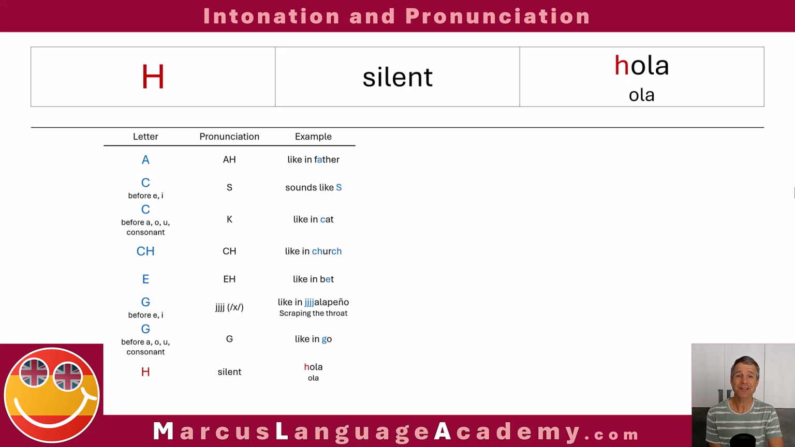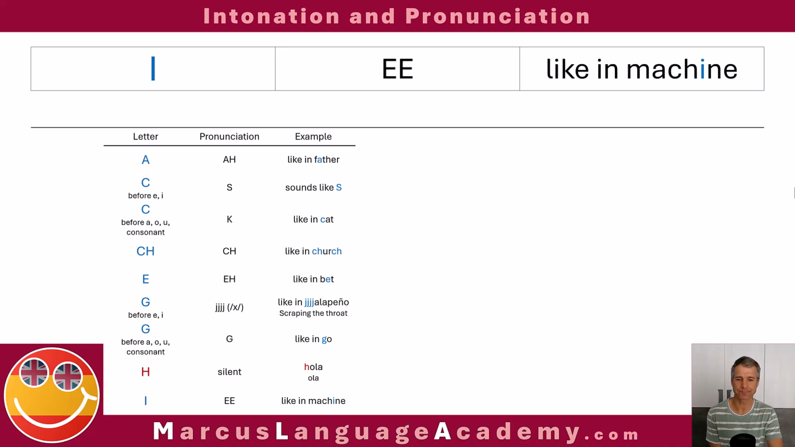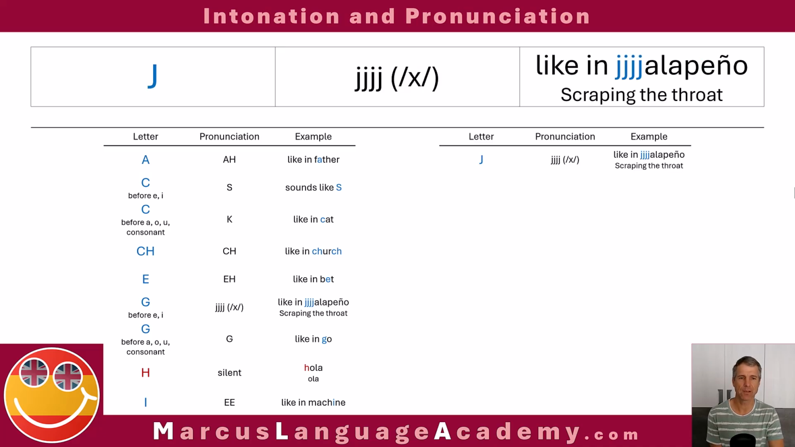The H actually is silent. For example, hola, we don't say hola with an H sound. So always the H is silent. The I, it's like E, like in machine. This one, la J. In Spanish you say J always like in jalapeño. Scraping your throat again, jalapeño.